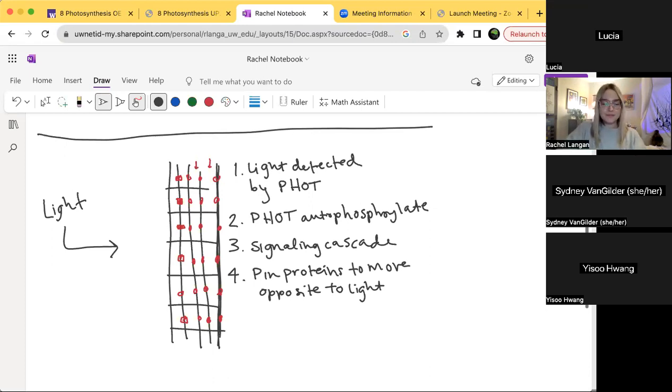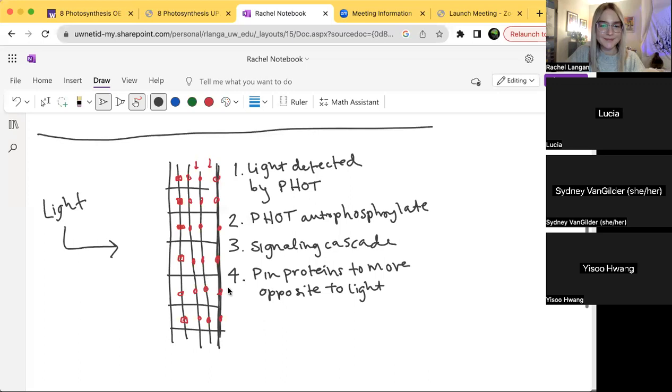Any more questions? Okay. So now PIN proteins are all on the opposite side of light. Why does that matter? Because PIN proteins are the ones that push auxin out. So if auxin gets into these cells, they're going to push the auxin to be concentrated on the right side.